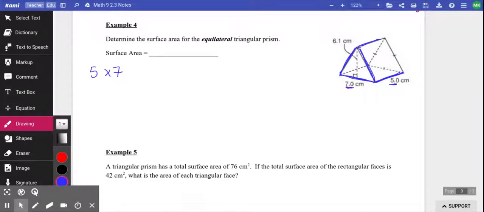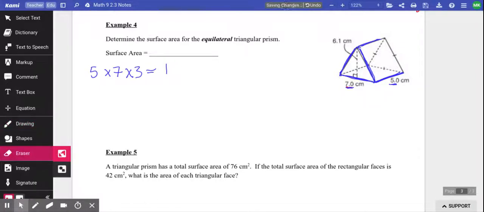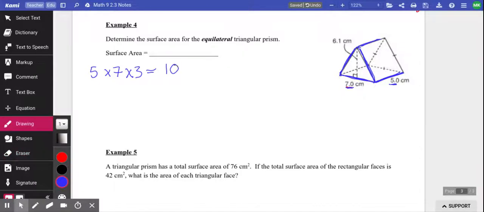So if one side or rectangle is 5 times 7, and I have 3 of them that are all the same, I could just times by 3 to make this go faster. That'll give me my 3 rectangles. 5 times 3 times 7 is 105. And that gives me my rectangles on the outside.